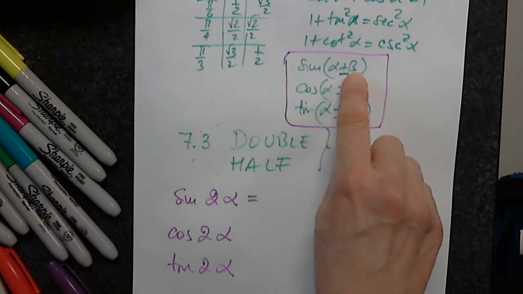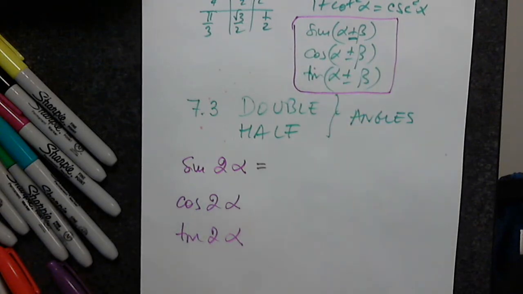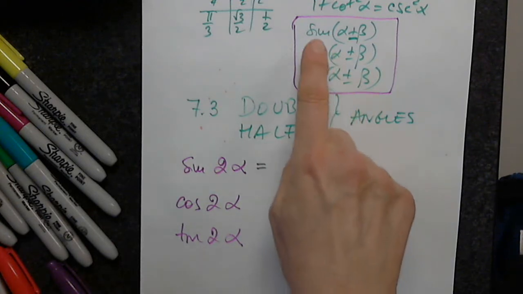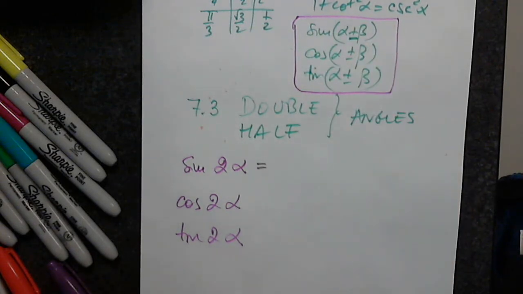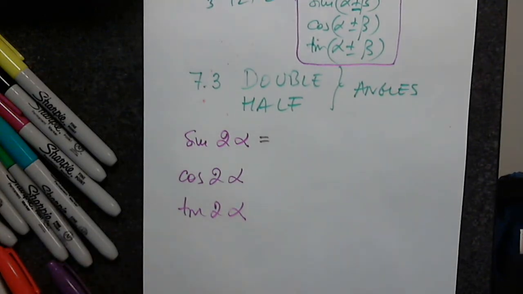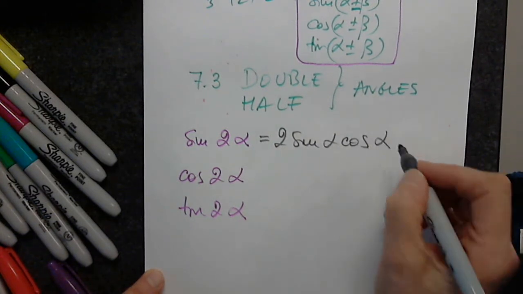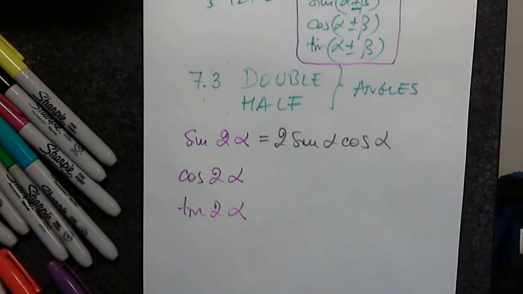Because this is alpha and this is alpha. So sine alpha cosine beta plus sine beta cosine alpha, with beta being alpha: sine alpha cosine alpha plus sine alpha cosine alpha. What will that equal to? Sine squared alpha? Careful. Sine alpha cosine alpha plus sine alpha cosine alpha. That's it. 2 sine alpha cosine alpha. So I don't have to memorize this.